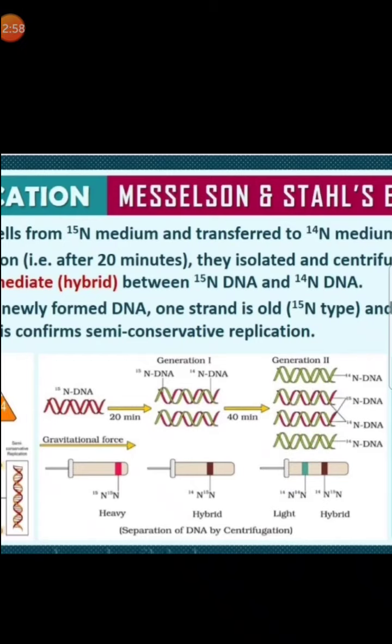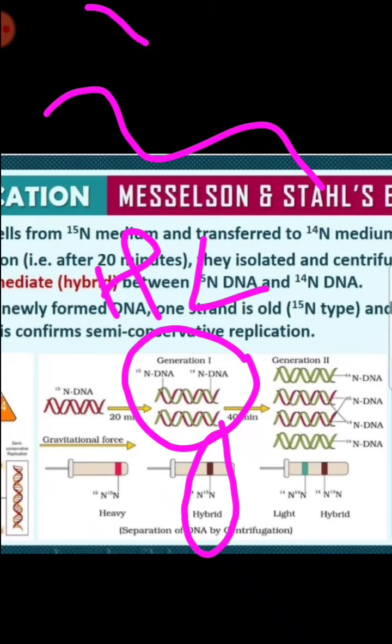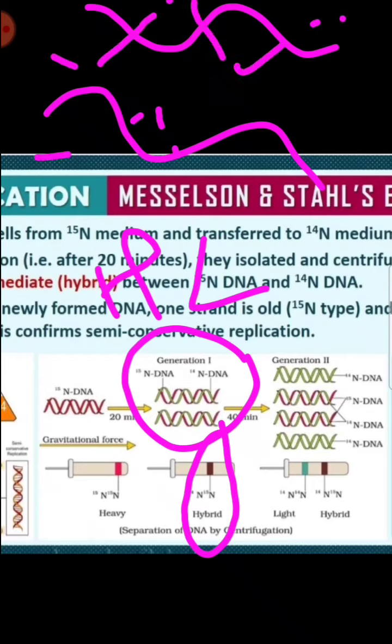So after 20 minutes, N15 should be heavier, but what they got was intermediate, N15 and N14 together. Why is it intermediate? That means this DNA has both heavier as well as lighter nitrogen isotope, right? So they guessed that one DNA strand is heavier and one strand is lighter, which is why the density gradient shows it as intermediate. That is what they got to know.